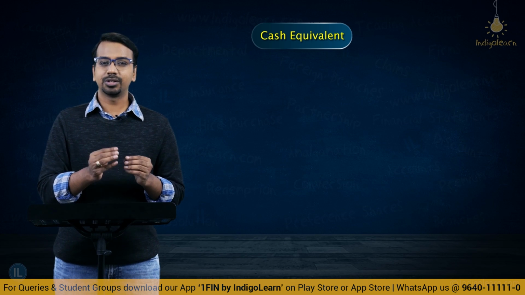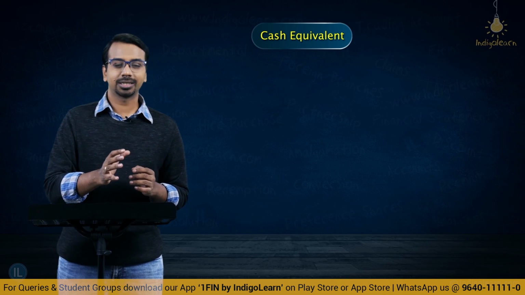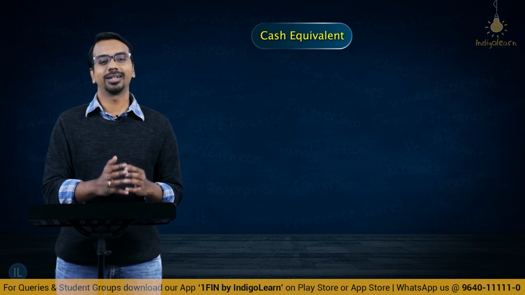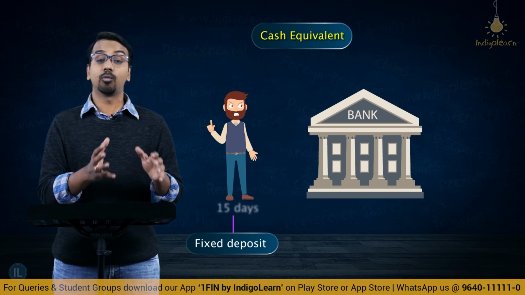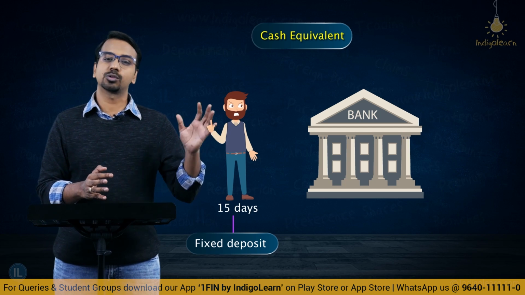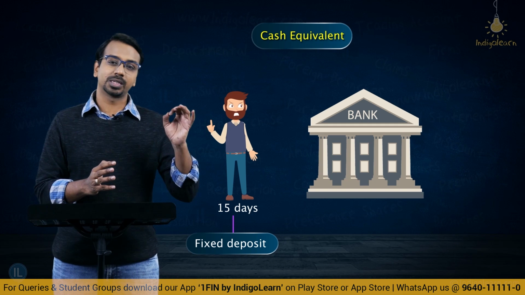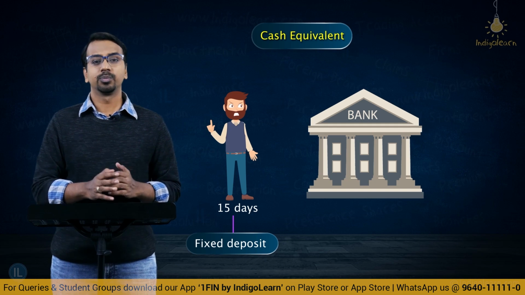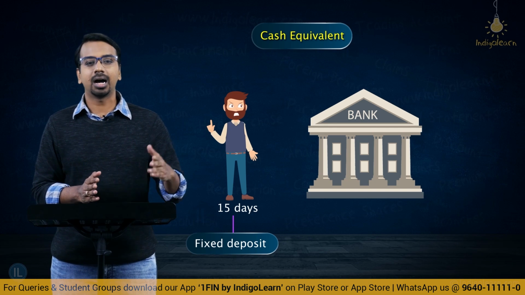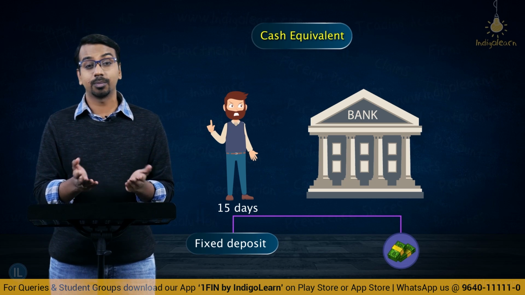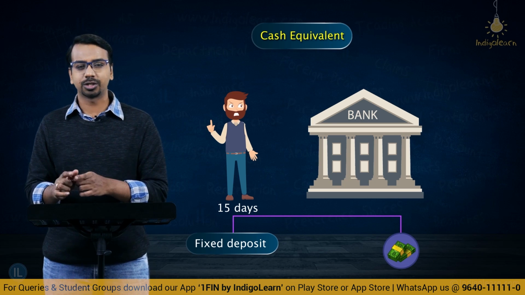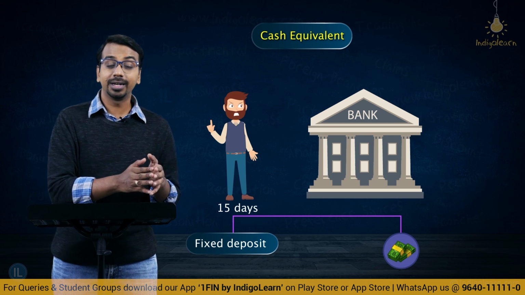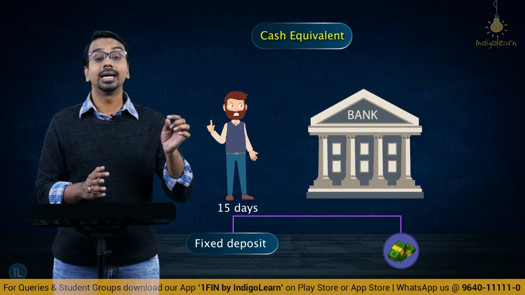Cash equivalent is something which is very close to being cash, but it is not cash. Say for example, you went to a bank, you opened a fixed deposit, you kept your money for 15 days. So you have opened a fixed deposit for 15 days only, and you have agreed with the bank a specific rate of interest. Now if I have to ask you, do you know the amount that you will get after 15 days? The answer to that is yes, because you know the principal, you know the rate of interest, you know the duration. So you will know after 15 days what is the amount that you will get, right?